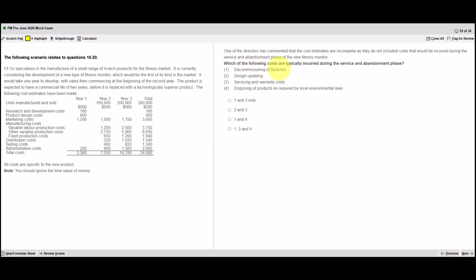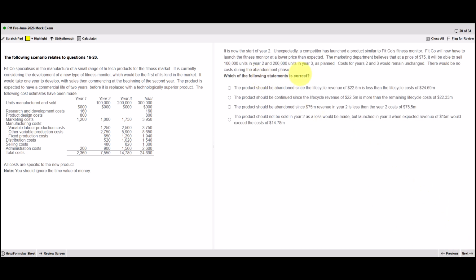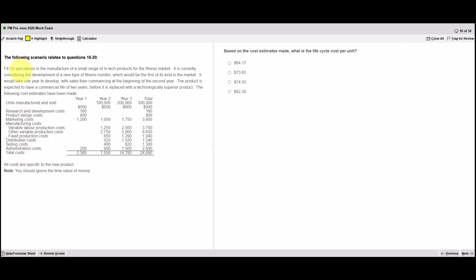Question 19, which of the following costs are typically incurred during the service and abandonment phase? I can see it makes a note about one of the directors, so I'll leave that one for now. And which of the following is true? And I can see that's a probable calculation. So let's look at our scenario.